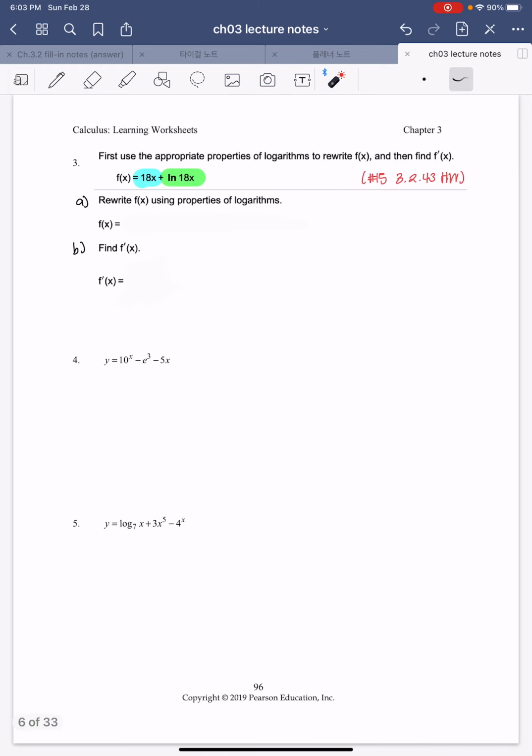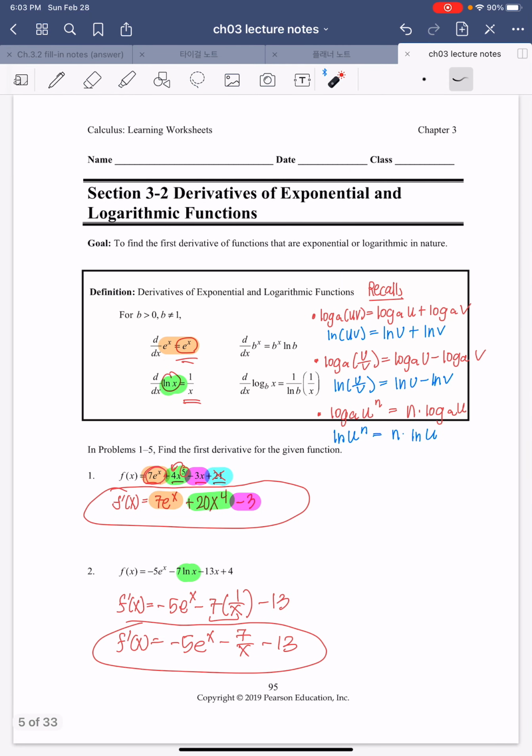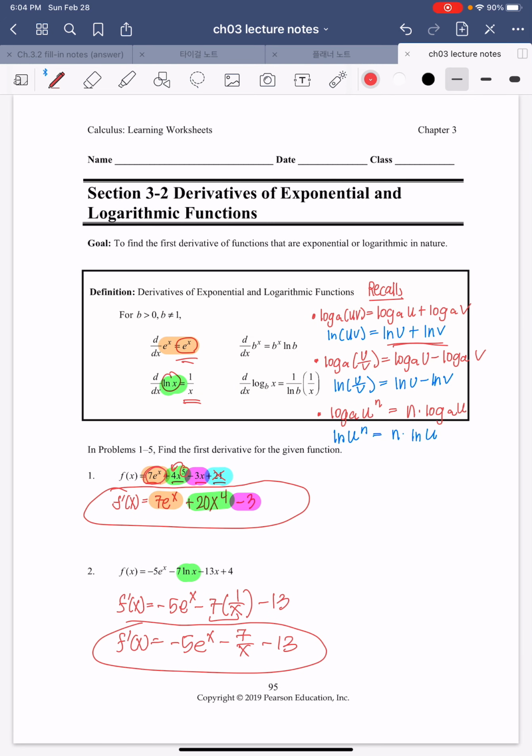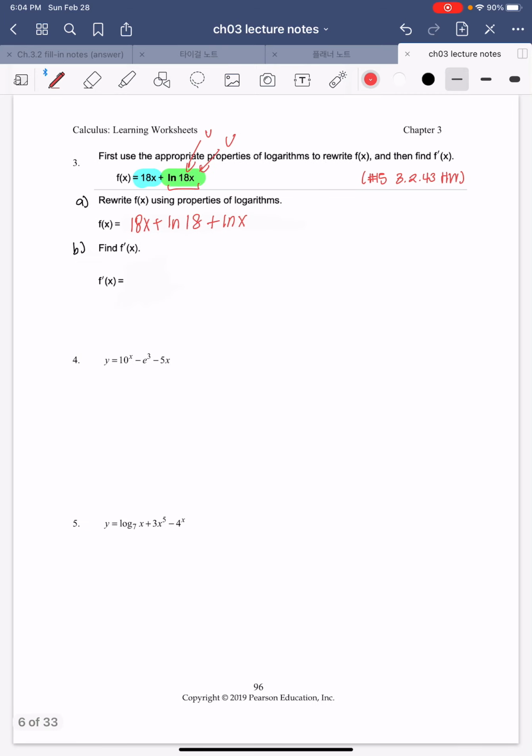It looks like I have 18 times x, so it makes sense to use this first rule to separate it into addition. So that's what the first part is. Rewrite using the property. Well, the first one is just 18x because 18x is 18x. The second part, by the rule, I can say ln of 18 plus ln of x. This is like 18 is u and x is v. So, in a sense, I have 3 terms now. But that's pretty good.